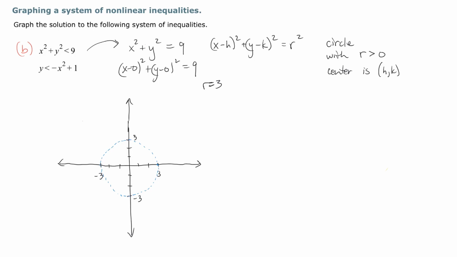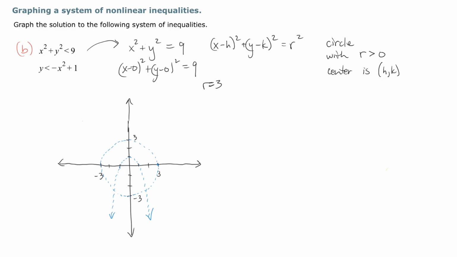Now we got to graph the parabola. The parabola says it's an opening down parabola, and there is a y-intercept at 0, 1. When x is 0, y is 1. When x is 1, we get 0. So it actually goes like this. There's a parabola going like that.